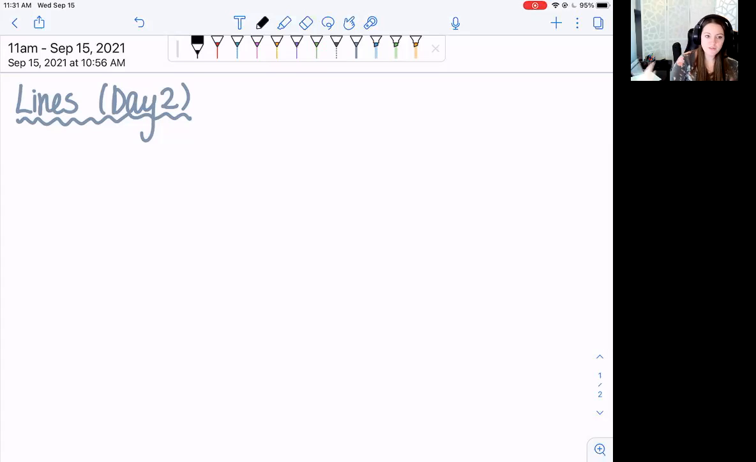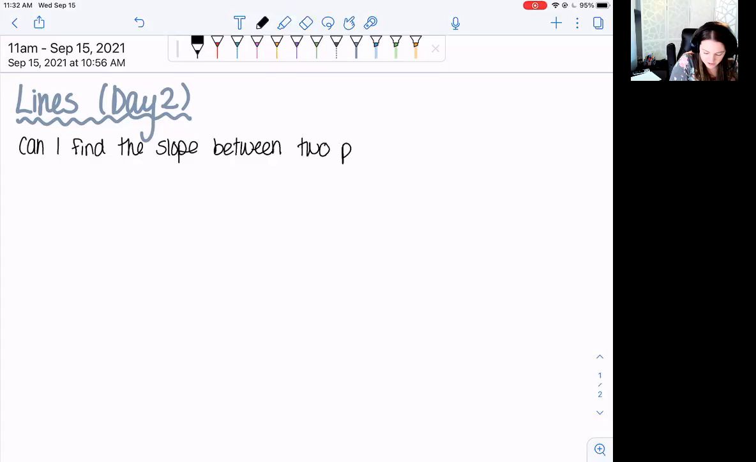We've talked about finding the slope of a line when we're looking at it on a graph, but maybe we ask the question, can we find the slope of a line without looking at a graph? Can I get 2 points and find the slope between them without graphing? Can I find slope between 2 points without graphing?